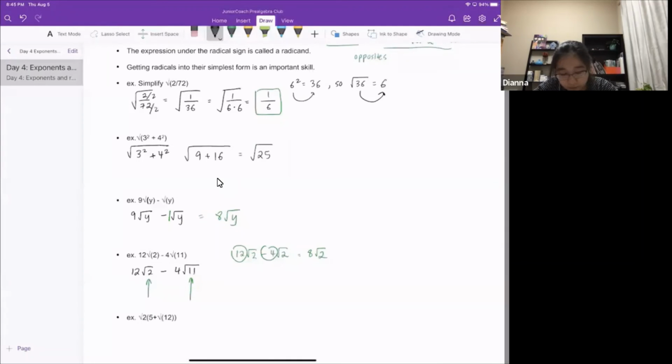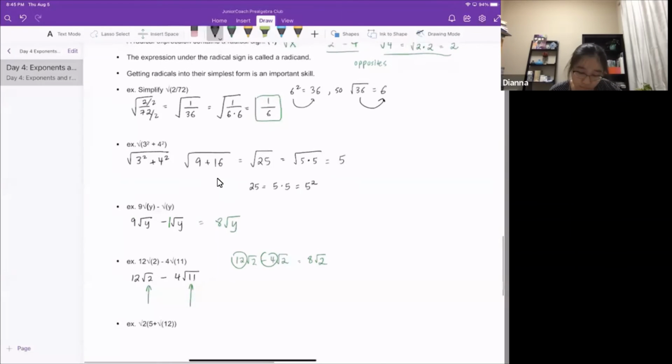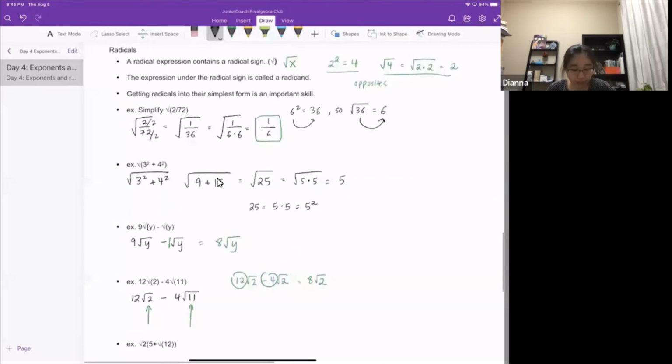And so when I take the square root of 25, you might know that 25 is equal to 5 times 5, or 5 squared. When we undo that, if we take the square root of 25, it's just this backwards, so it's going to be 5. I can rewrite it as 5 times 5. And so this is going to leave me with 5.